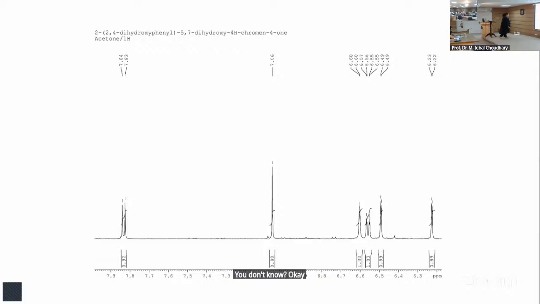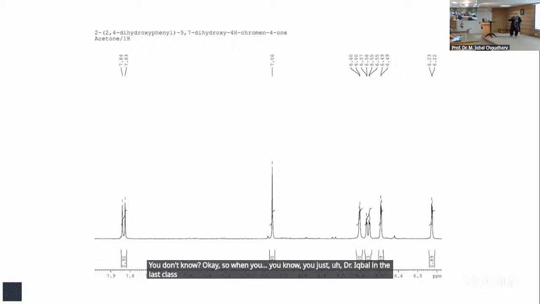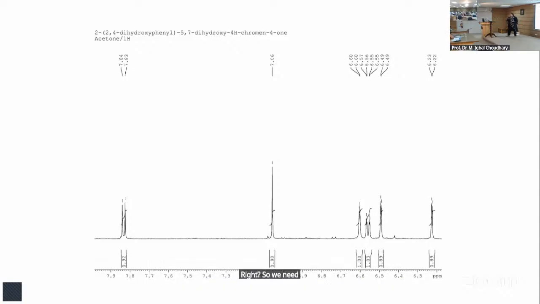Okay, so Dr. Iqbal in the last class discussed the couplings, right? So we need to know the coupling constant. And to calculate the coupling constant, we would like to subtract these two values, right? And whatever the value comes, it will come in ppm. That's very, very small. So we need to multiply with the frequency of the spectrometer. And then we will get the answer in hertz, right? Good. On your notebook.